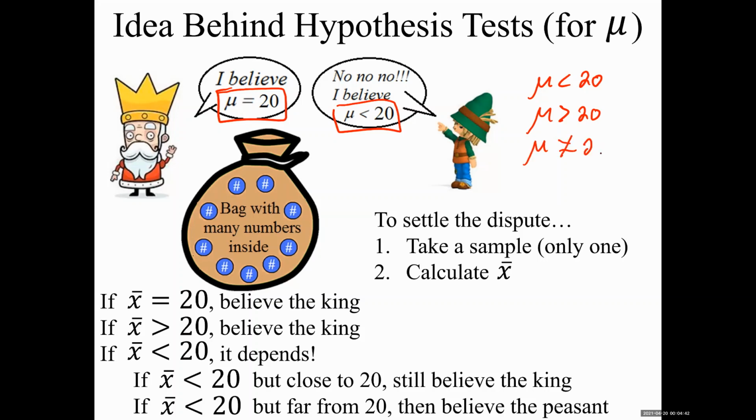So there's three options for what the peasant can claim. The king's claim will always have an equal sign, and the peasant's claim will either be a less than, a greater than, or a not equal to. How do you know? You read the problem carefully, and then you'll be able to figure that out. That's the first thing I want to tell you.